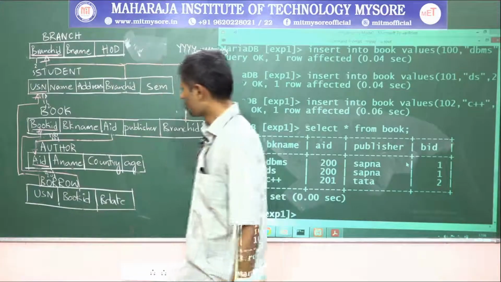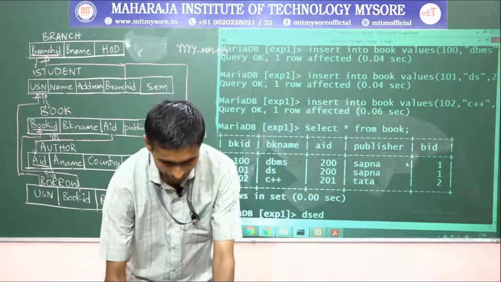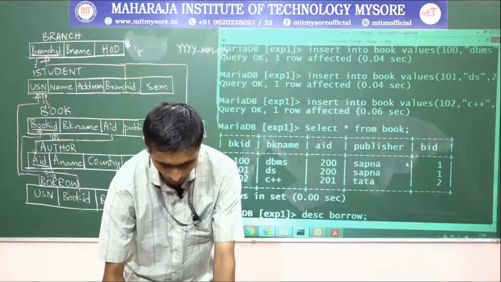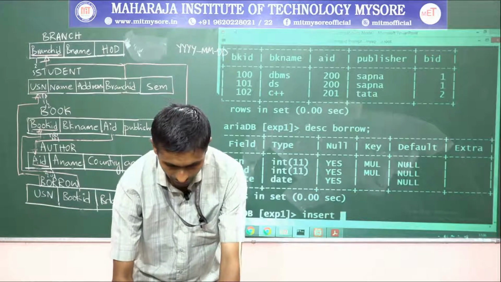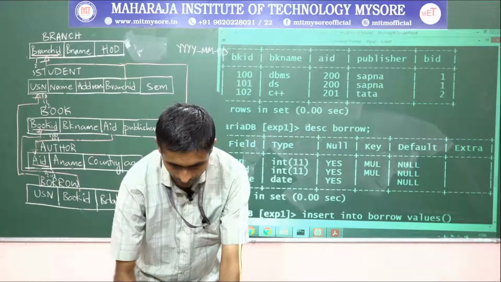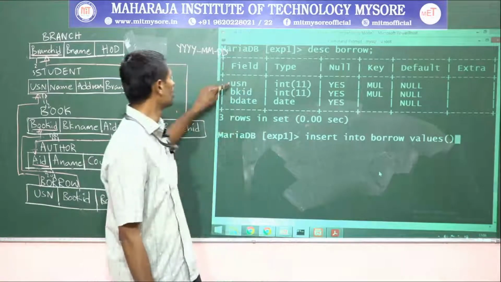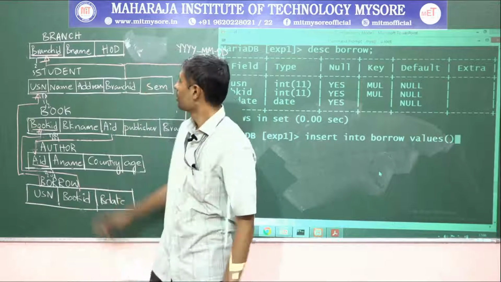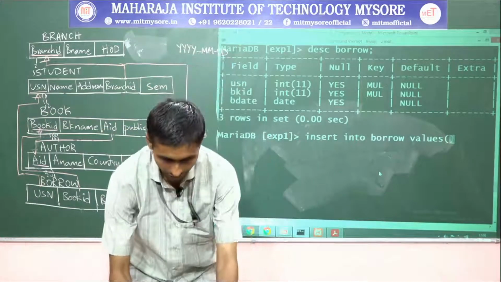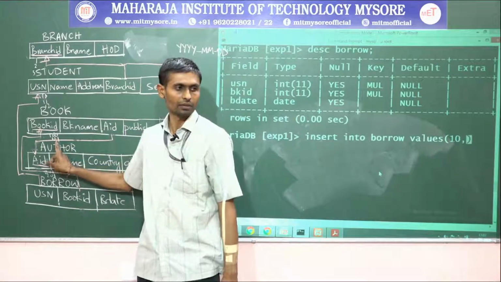Then what's the next step? Let me go with inserting a tuple for the borrow table. Describe borrow, insert into borrow values, the last table we will have. So what are the attributes we actually have? USN, book ID, B date. For USN we have a series 10, 11, 12. Let me call USN 10, who borrowed a book, book ID some 100, let me write.